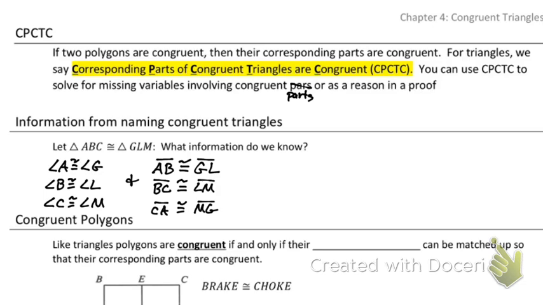So if I just name triangles, yes, you can draw them. Yes, you can do all that kind of stuff. But sometimes it's just easier, especially if I have a test question that says, triangle ABC is congruent to triangle GLM. Angle A equals 30 degrees. What is angle G? And you go, 30 degrees. You don't have to draw a whole bunch of triangles and congruent stuff. Just know that naming is important with triangles.